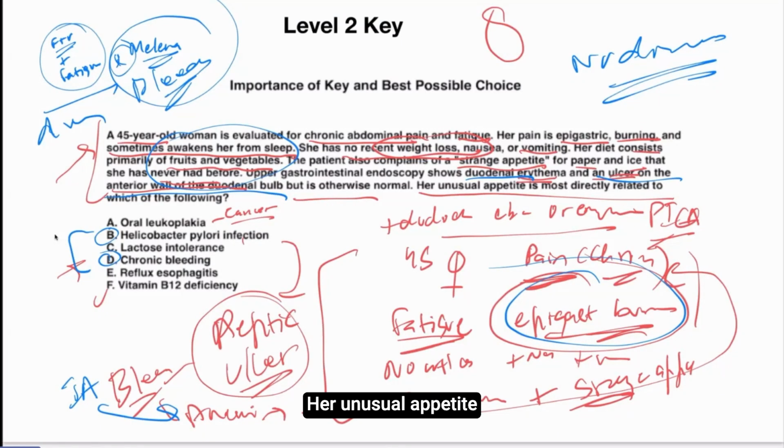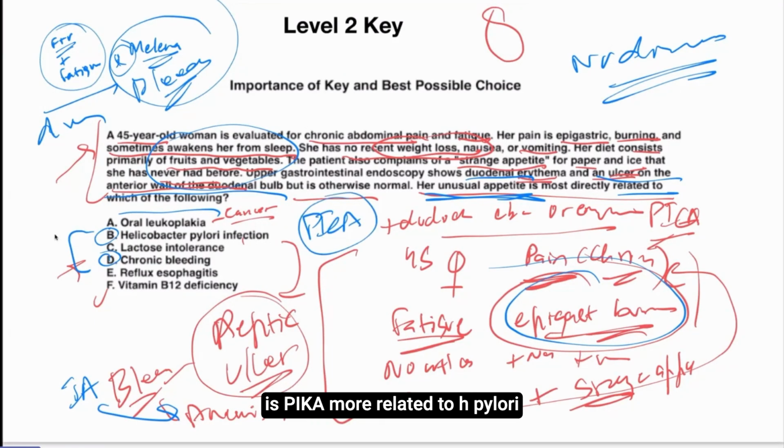Her unusual appetite is most directly related to which of the following? The answer to her unusual appetite is what? Pica. And what is pica more related to? H. pylori infection or chronic bleeding? The answer is anemia or chronic bleeding. That's what pica is mostly related to. H. pylori itself doesn't cause pica, and they're asking you directly, not indirectly. It is more the manifestation.